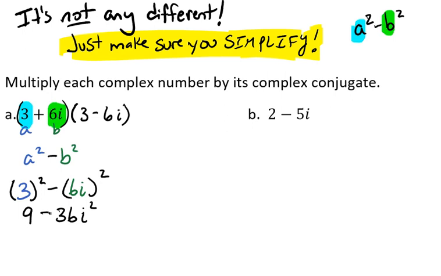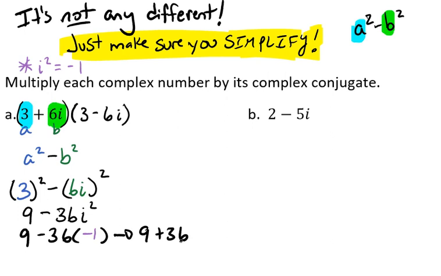But remember that an i squared is actually worth a negative 1. So we'll need to plug that in. So we actually have 36 times negative 1, which will give us 9 plus 36, which is the value 45.